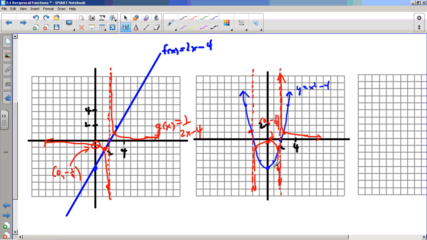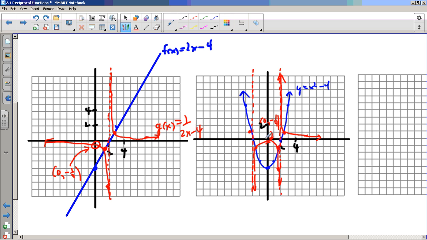Look what happens here. We see that when the blue one's negative, the red one's negative. When the blue one is decreasing, the red one is increasing. When the red one is decreasing, the blue one is increasing. And all these things go together to tell the same story. Sometimes we don't need all of them to get the entire graph.